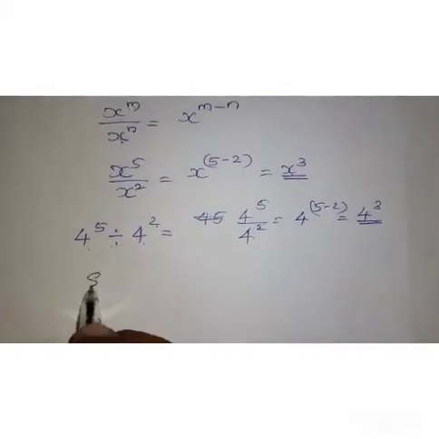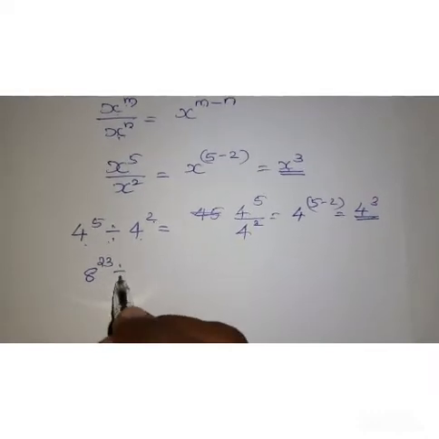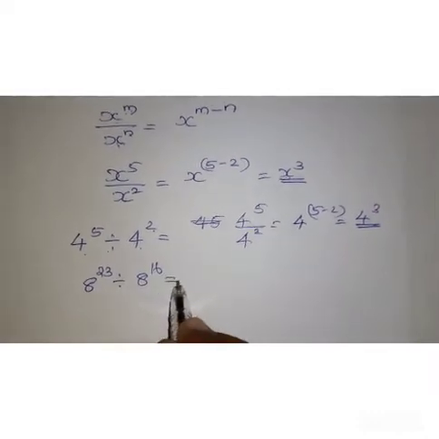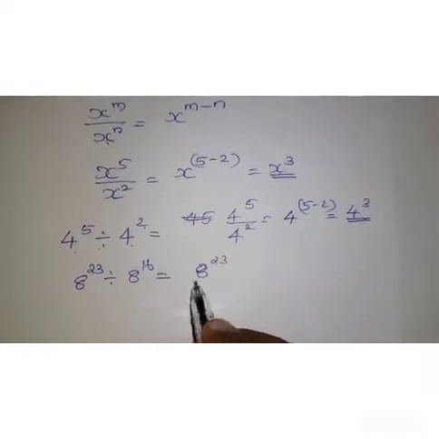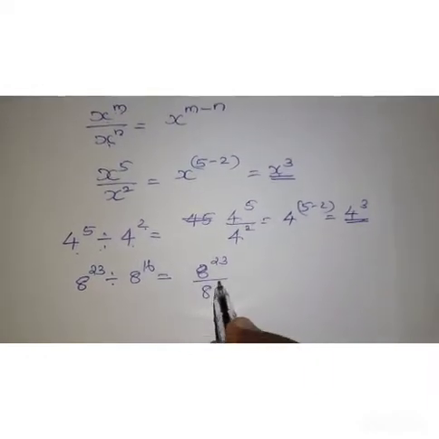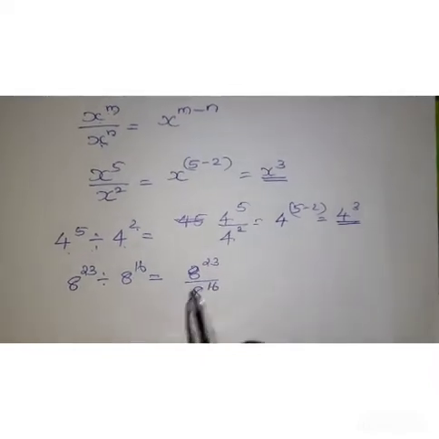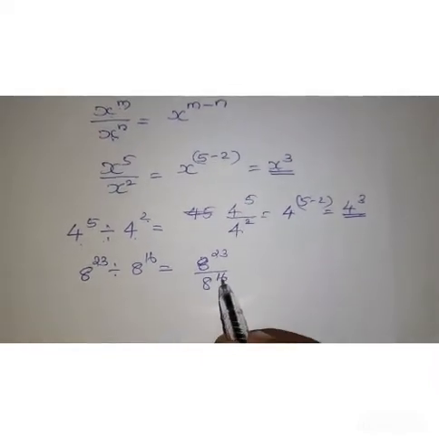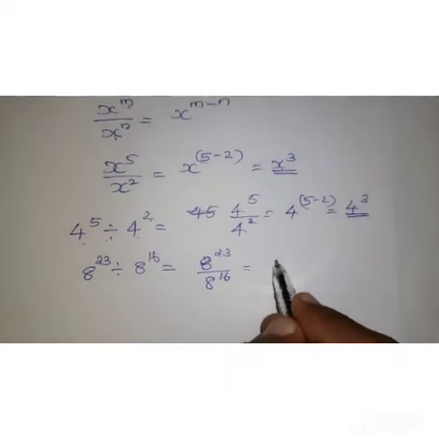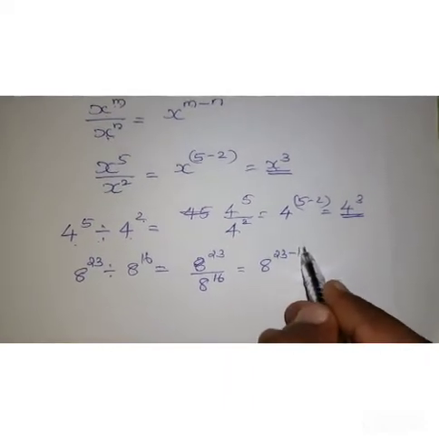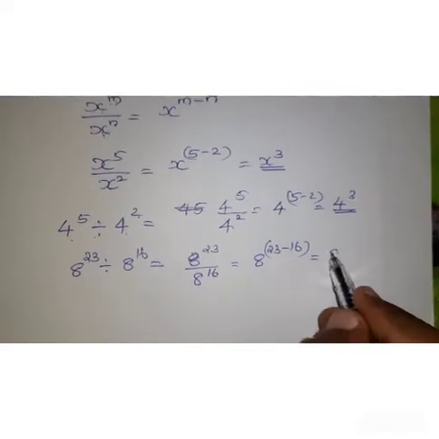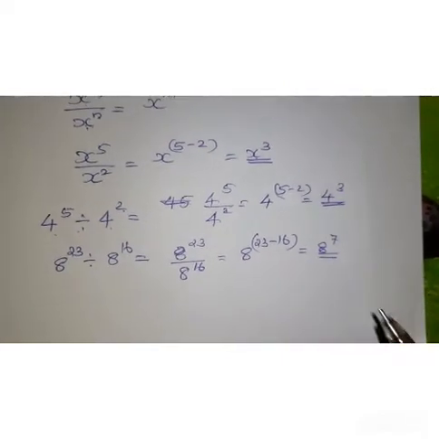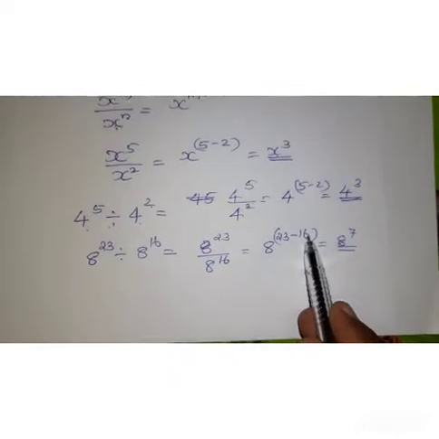Another question. 8 raised to 23 divided by 8 raised to 16. How do you write this? That is equal to 8 raised to 23 minus 16. The powers are subtracted. How much will you get? 8 raised to 7. So the power is subtracted, and you will get the answer.